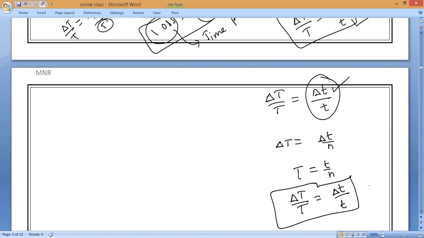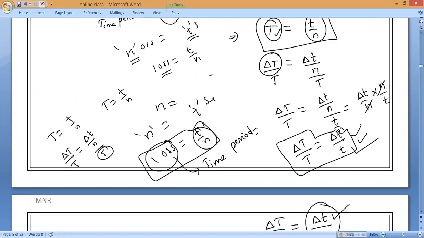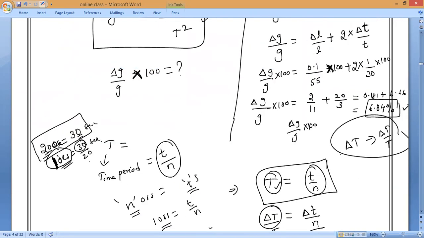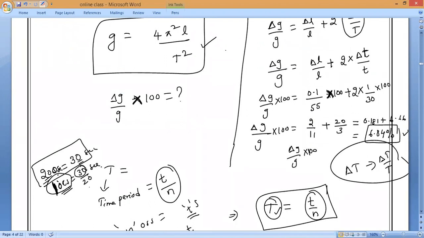So hope you all understand. Anybody having any doubt, you can ask me. So this question, what is the answer? Option B, sir. Option B. Any doubt you can ask.